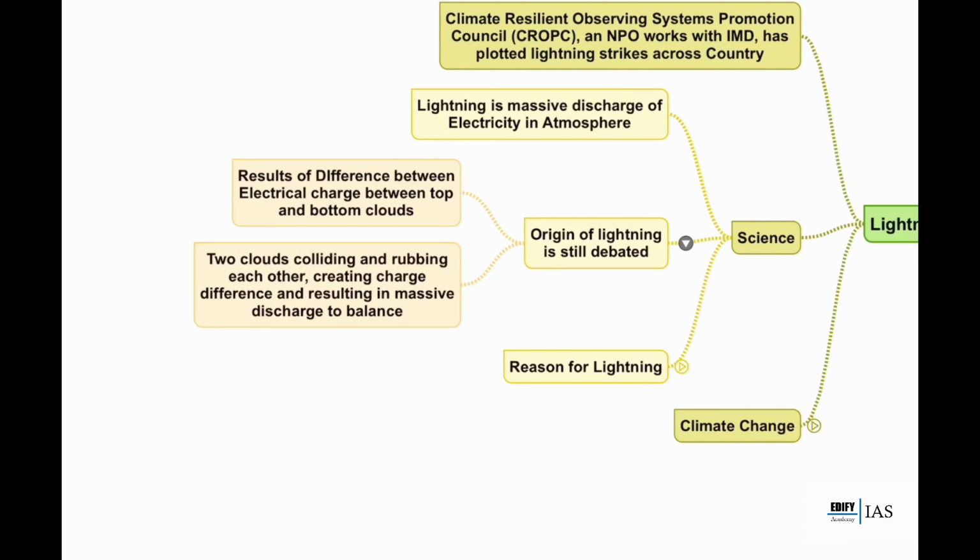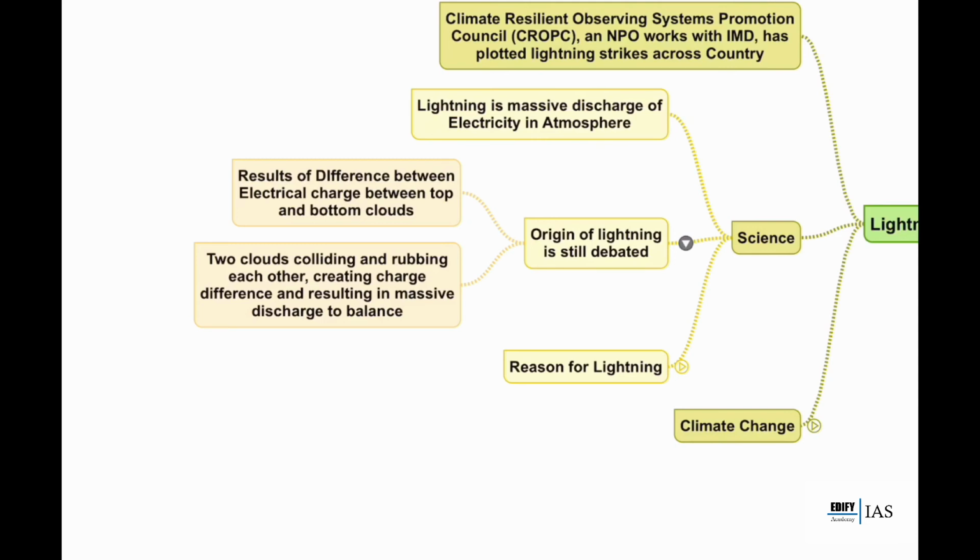The first is a difference in the electric charge between the upper and the lower clouds. If there's a difference of charge between the top and the bottom clouds, this charge is immediately neutralized by a huge discharge from either of the clouds. The negative clouds will discharge electrons towards the positive clouds to reach equilibrium, or should I say to neutralize the effect of this disequilibrium, right? So that's the first understanding of how lightning occurs.